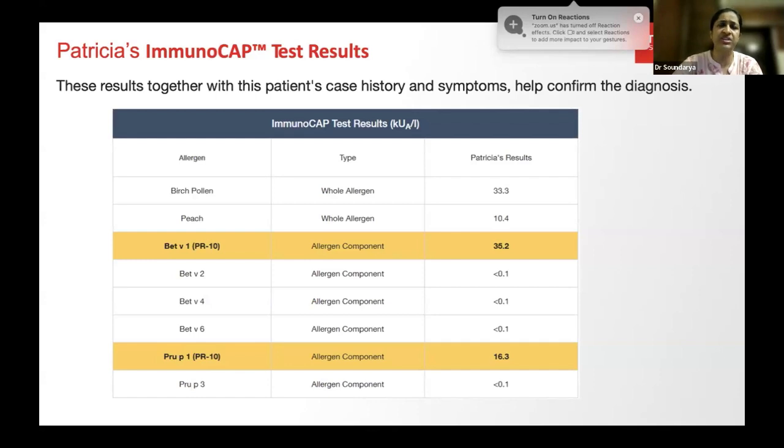Other ones which are important are Phl p 2, 5, and 6, and now even Phl p 4 is found to be an important marker recently. Another grass in India, especially in the northern parts of India, is the rye grass.